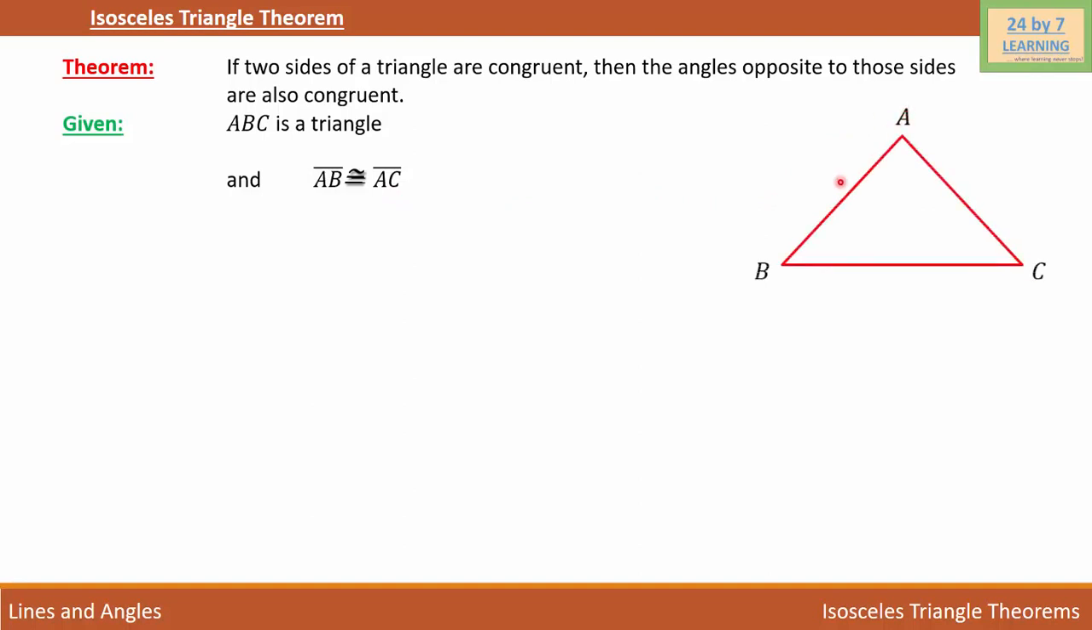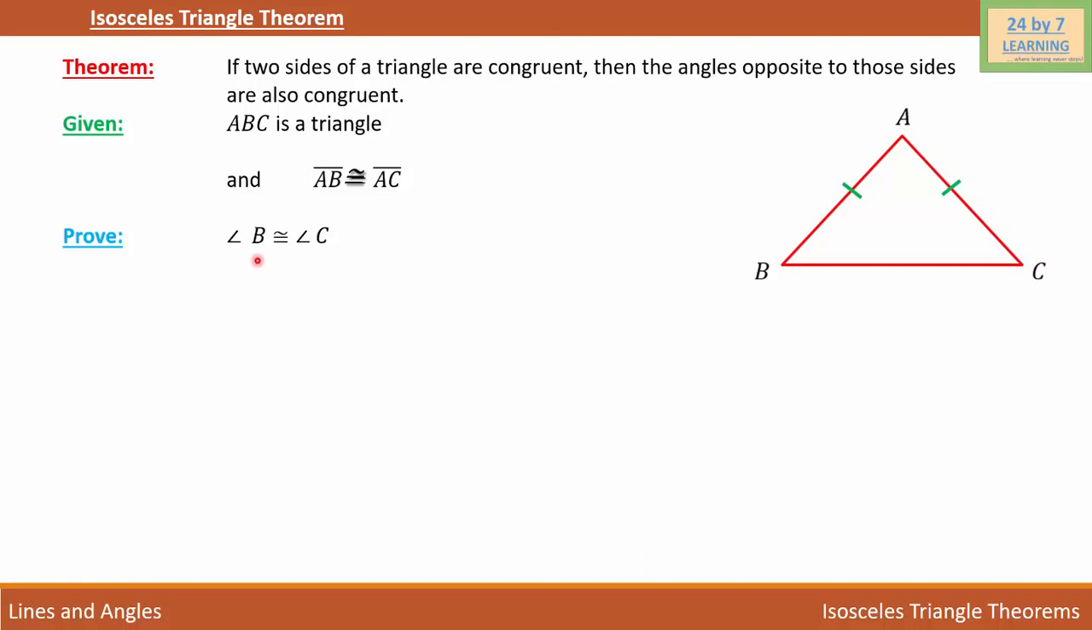So I'm going to consider triangle ABC. Basically this is vertex A, vertex B and vertex C of the triangle. Now if you remember, it is given that side AB is congruent to side AC. We need to prove that angle B is congruent to angle C. So if this is an isosceles triangle, we have to prove that this angle, which is angle B, is congruent to this angle, which is angle C.